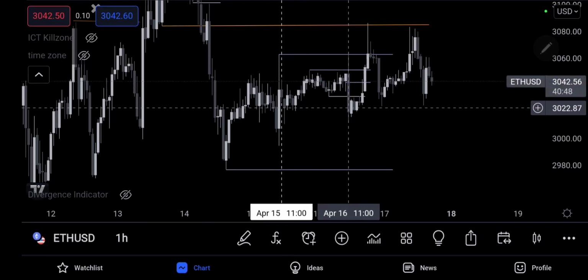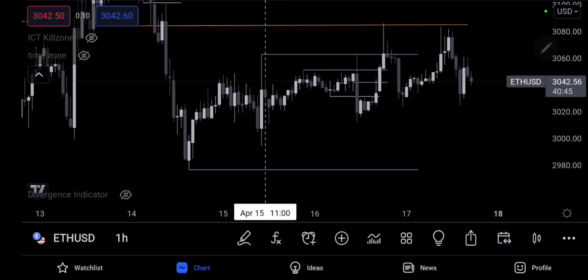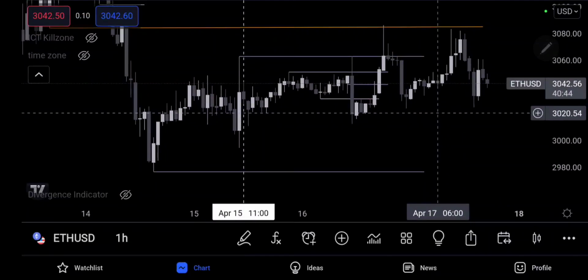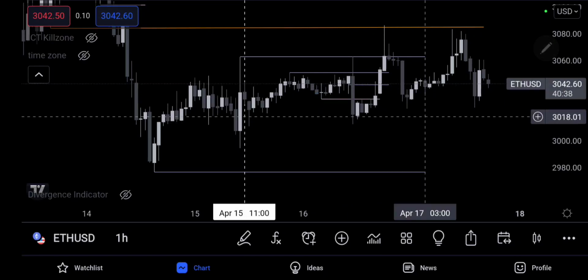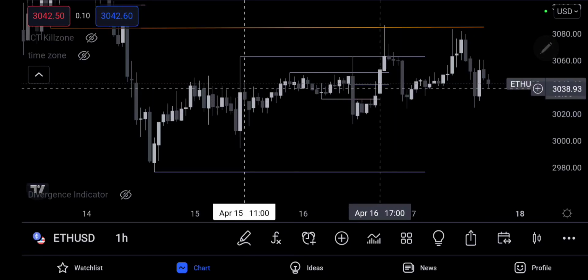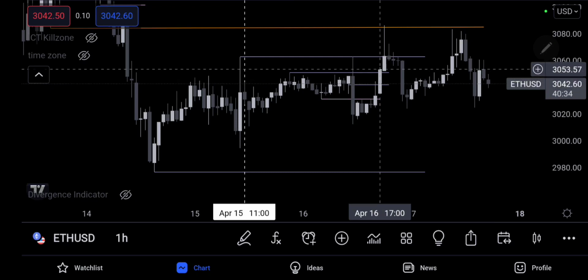So I'm looking for price to react off this level, which is why I had this right here. I was looking for price to react off this level, which it did, and continue to go down. But instead, when it reacted off this level, it continued to go up. Obviously, when I seen that next candle, I knew it was going to continue to go up.